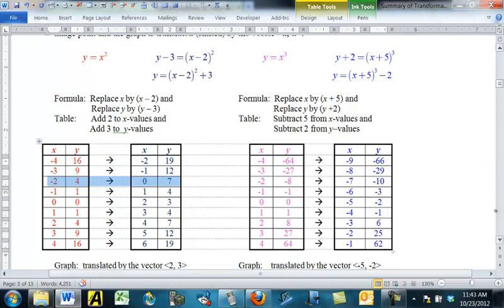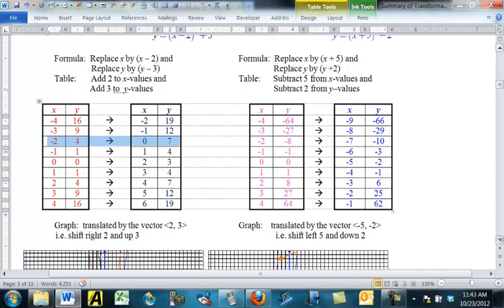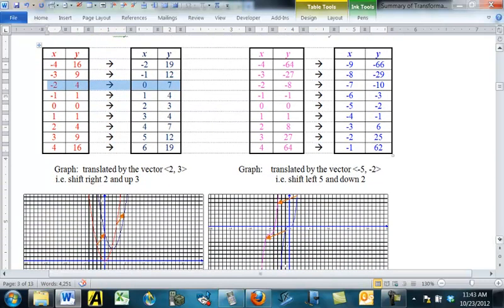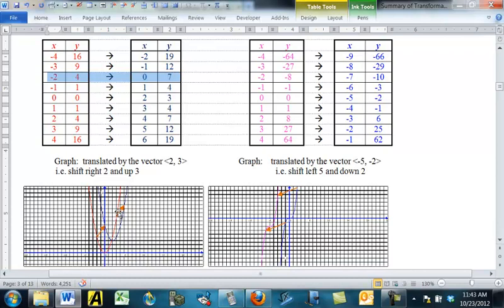Okay, so that means every point is going to be shifted by the vector 2, 3, which means it's going to the right 2 and up 3. And so I've got these vectors right here, two copies of the vector 2, 3. That's the vector that goes right 2 and up 3. And you can see that every point is moved to the right 2 and up 3.